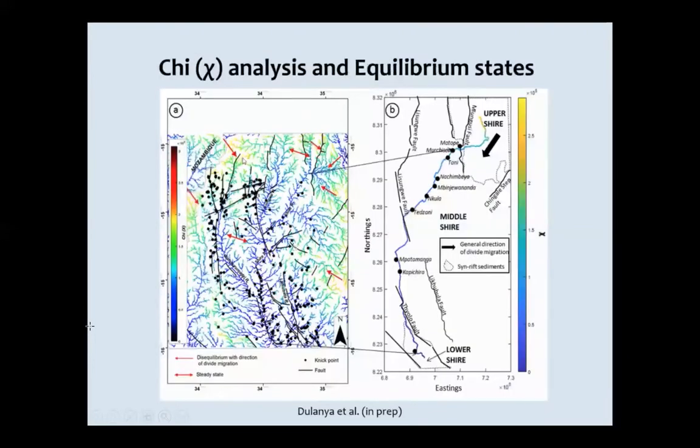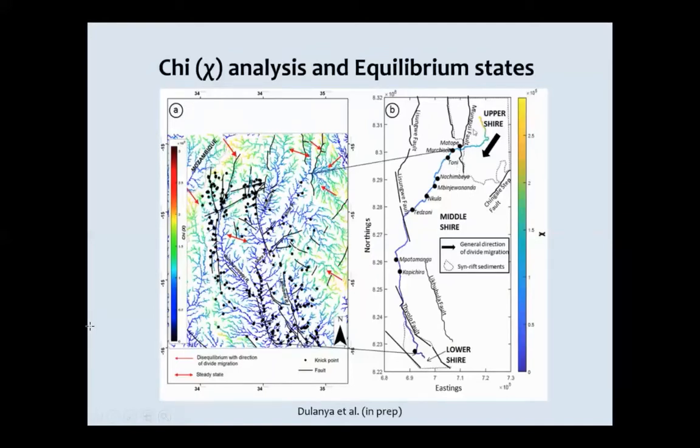Based on the chi plots, we see that we have drainage divide migration in various parts of the study area. The red arrows indicate the direction of migration of the drainage divide, depending on whether you have high chi values on one side versus low chi values on the other side. So we see that the drainage divides are migrating generally in the direction where we have these major boundary faults.